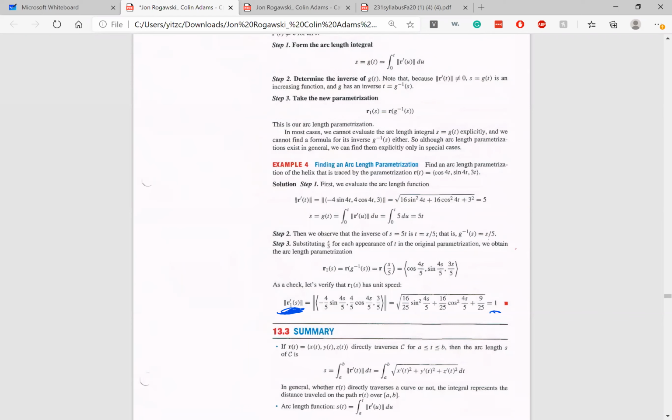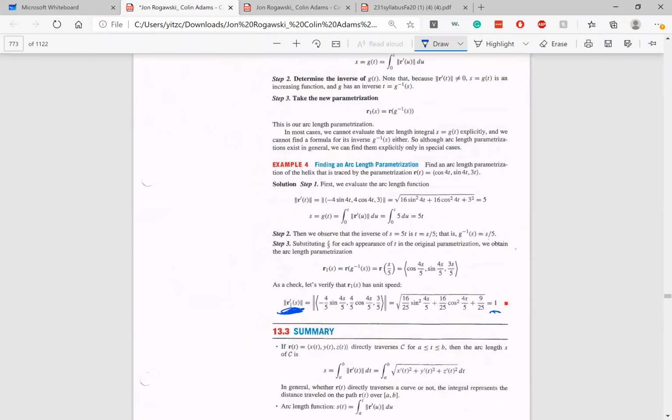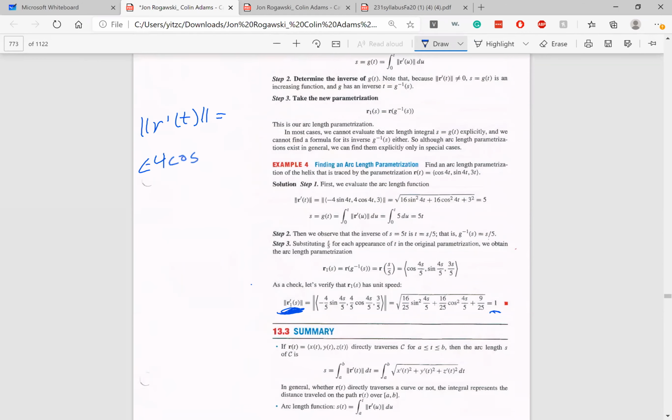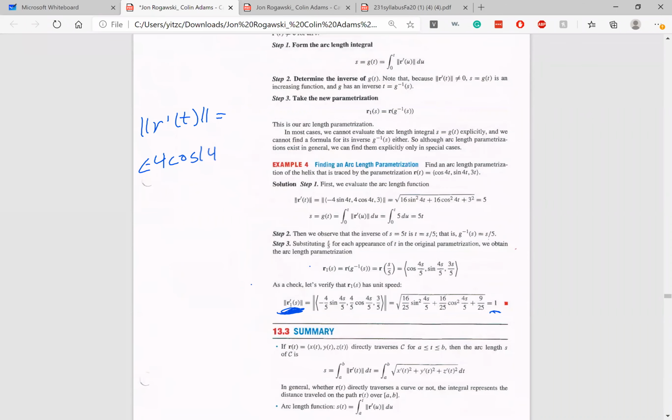First we would like to see what the velocity is at any given point. That would be taking the magnitude of r prime of t. The derivative is 4 times negative sine of 4t, 4 cosine of 4t, and 3. So that's going to be our derivative.